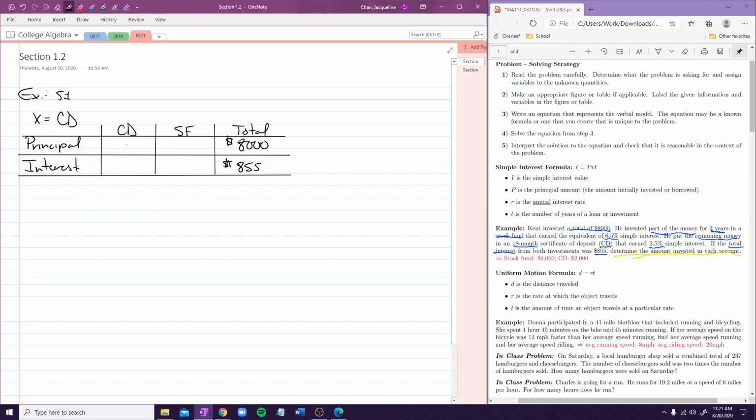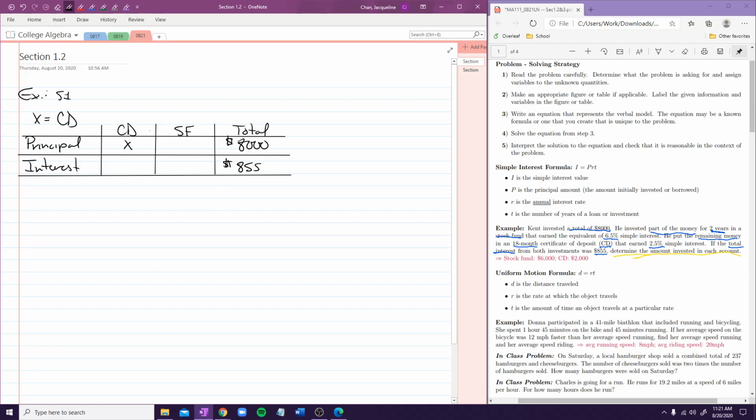So we let X equal the CD. Before I continue, you do have to tell me what your variable is. If you just put X, I'm going to say, what's X? So make it very clear what you're labeling your value.